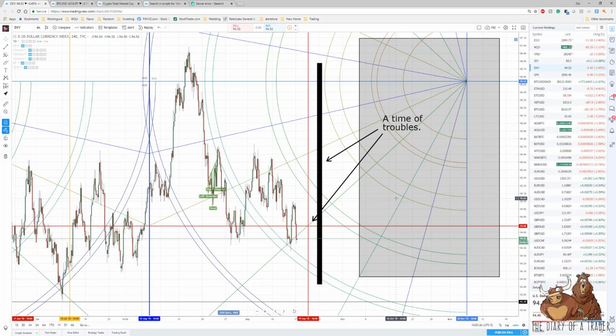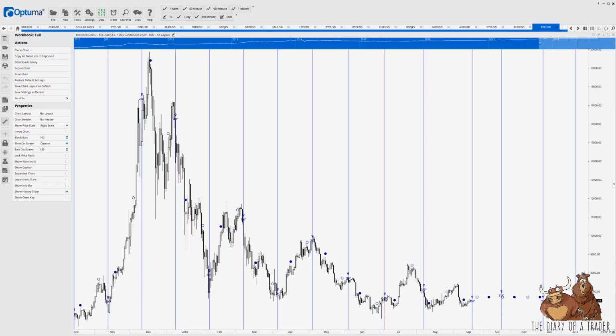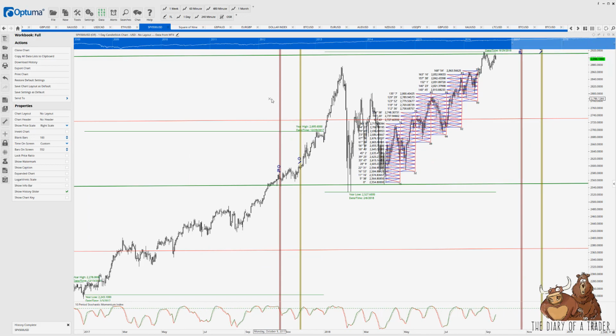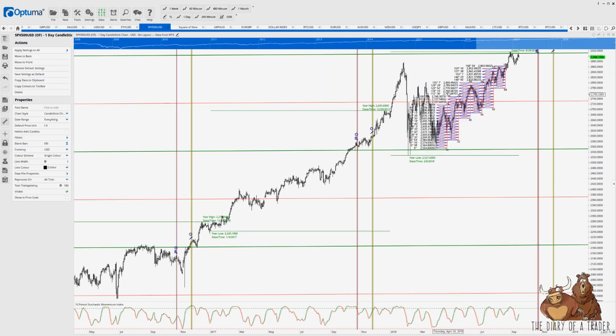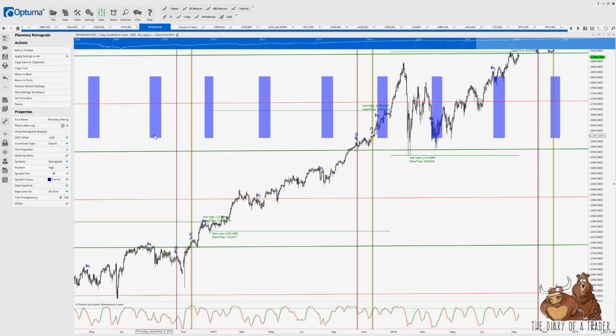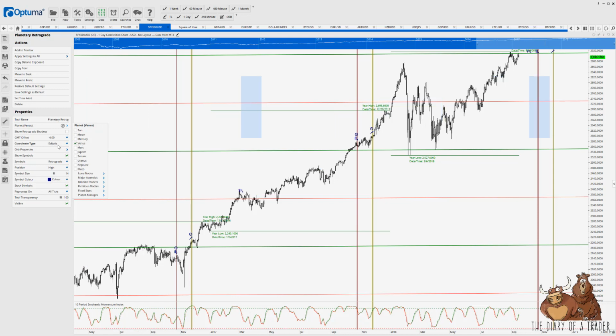This is especially true if we see that happen during a market that is near a significant swing high. So if we were to look at this, this is a daily chart of the S&P 500. If we want to put the retrograde cycles on here, we put Venus, and let's put that over the whole chart.